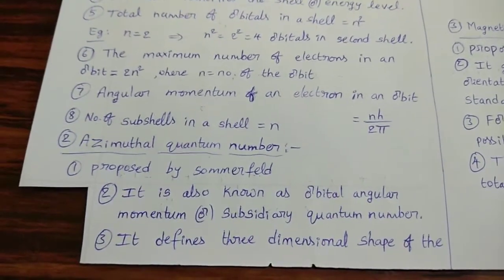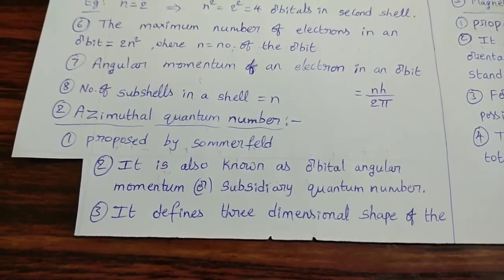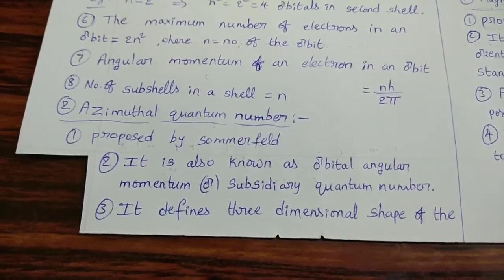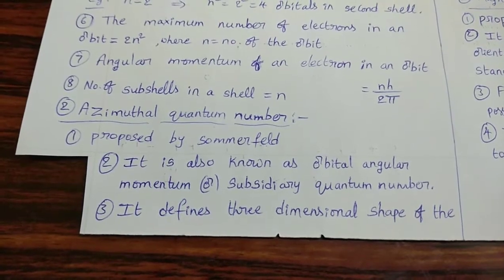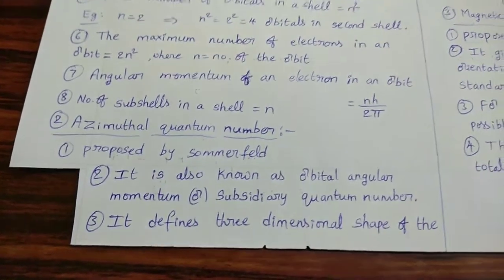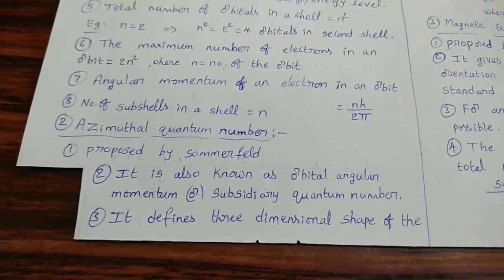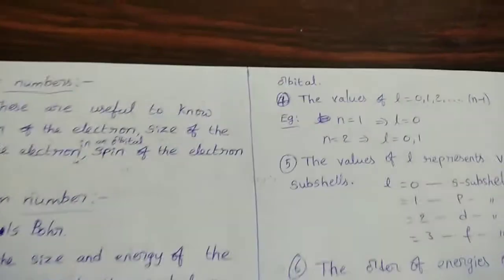Now see the continuation. Azimuthal quantum number. It was proposed by Sommerfeld, symbol is small l. This azimuthal quantum number is also known as orbital angular momentum quantum number or subsidiary quantum number. This azimuthal quantum number defines the three-dimensional shape of the orbital.